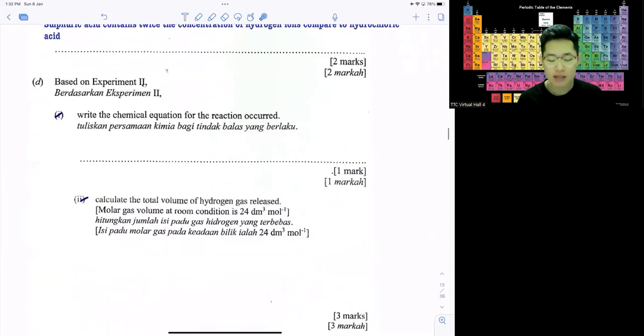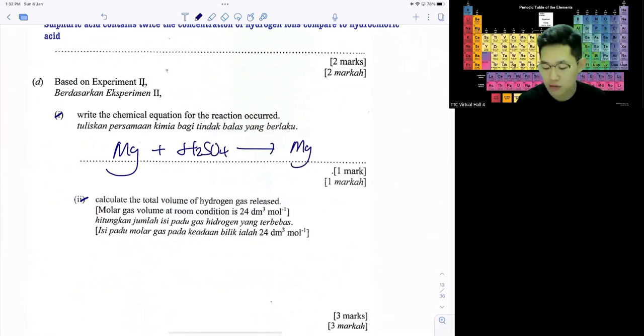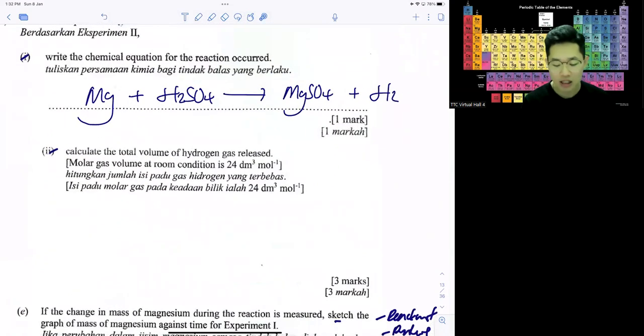Okay, and then here comes the next important question, equation. So Mg plus H2SO4 equals to MgSO4 plus H2. Make sure it is balanced. And then when they say calculate the total volume, sometimes it can be maximum volume of gas release. How to do? Same like, I think you know which question, the second or the third question we did earlier in the part 1 video.